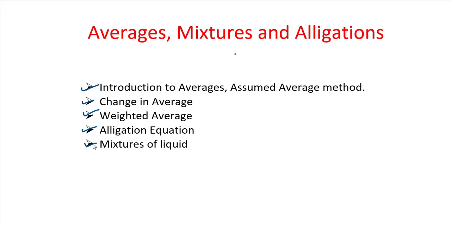So let us first start with averages. So what is an average? Average is basically the measure of a central tendency of a given set of values. The formula for average is the sum of all the values divided by the total number of entries, which is denoted by n.